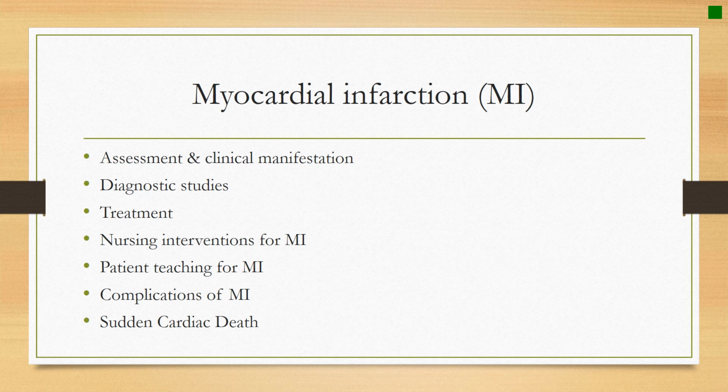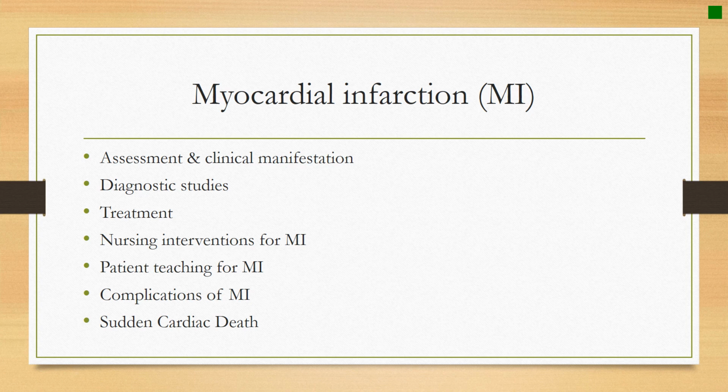LDH, or lactic dehydrogenase, is elevated in the presence of an MI. Troponin I is a sensitive cardiac marker, and it's cardiac specific and is a high indicator of MI. Then we have serum electrolytes, your magnesium, potassium, and calcium. Coagulation studies, and a chest x-ray is done to note the size and configuration of the heart.